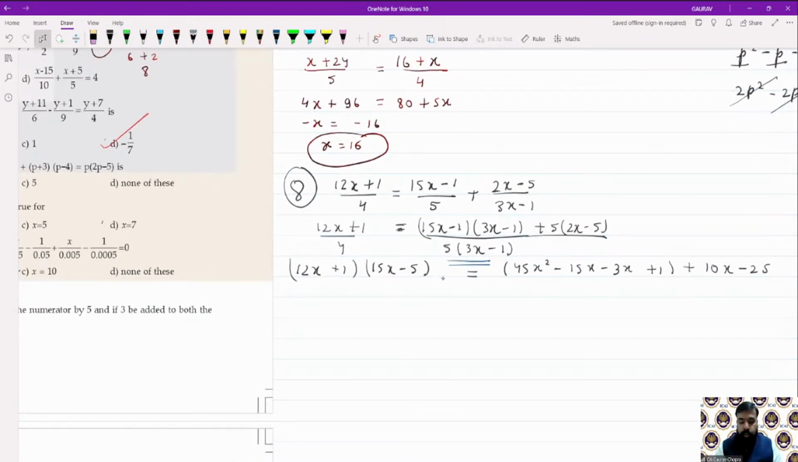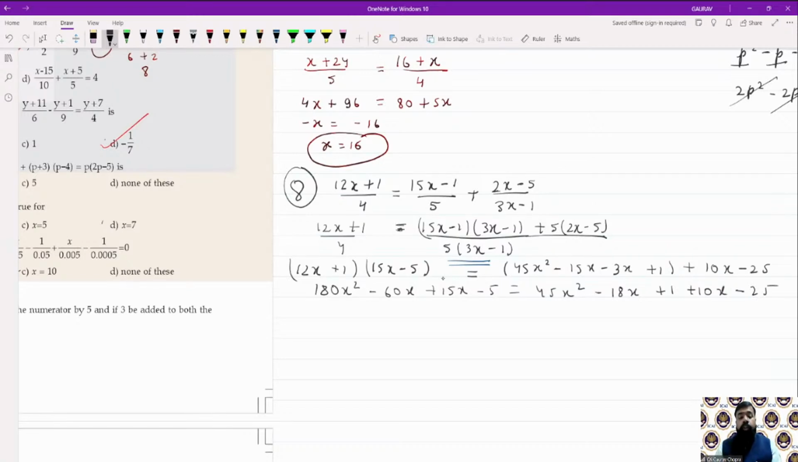So let's multiply here also. 12x into 15x, how much are we getting? 12x into 15x is 180x square, minus 60x plus 15x and minus 5. So we are simply multiplying these two brackets. On the other side, we are having 45x square, then minus 18 of x plus 1, plus 10x minus 25.